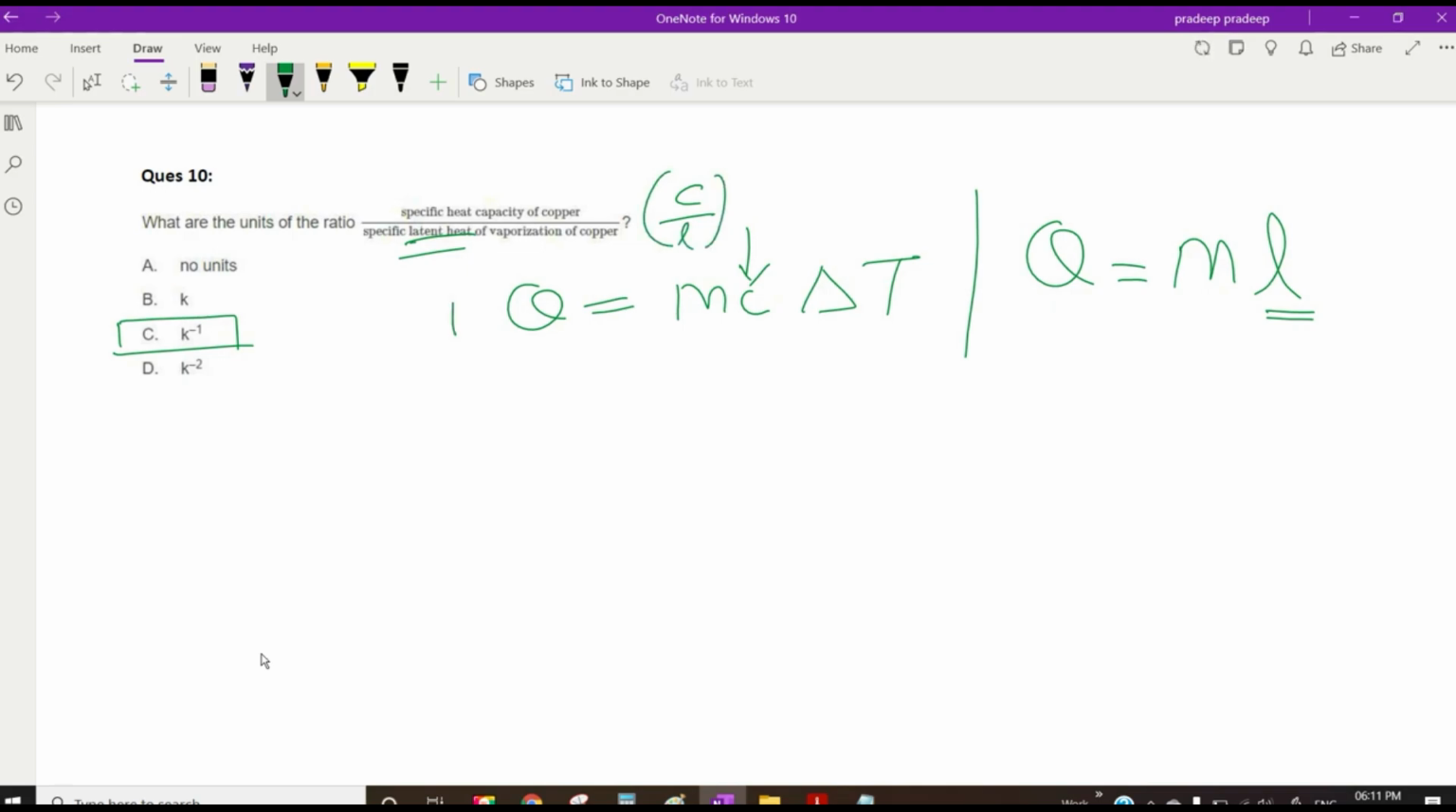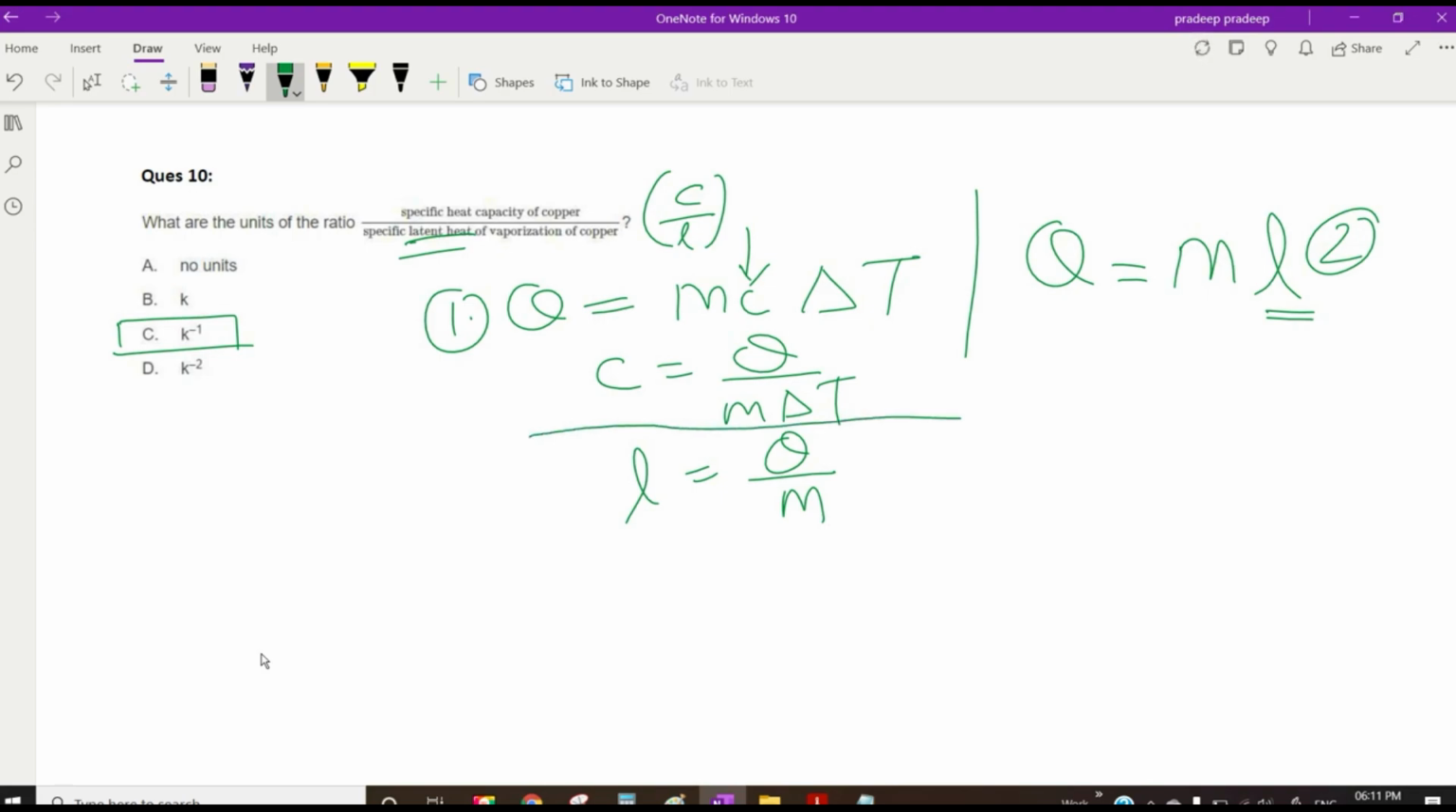From the first equation I can write my C as Q divided by M delta T, and from the second equation I can write my L as Q divided by M. Now if I divide these two expressions, we will get C by L, so the Q by M will get cancelled out, and you will have 1 by delta T. Delta T's unit is Kelvin, so this can be written as K to the power of minus 1, which is option B. So already got it. This is the way to do it. So please write down the solution.